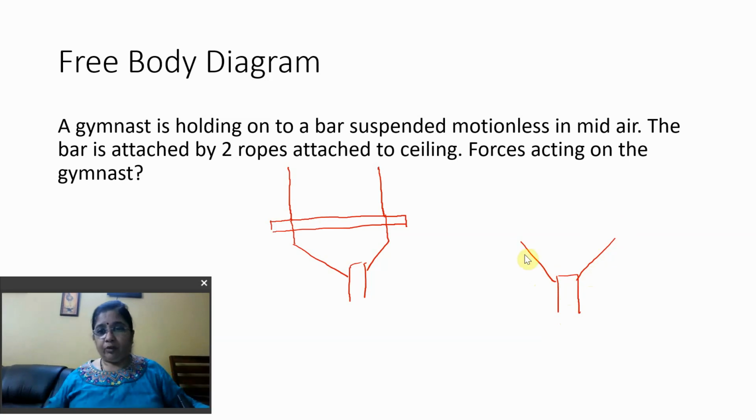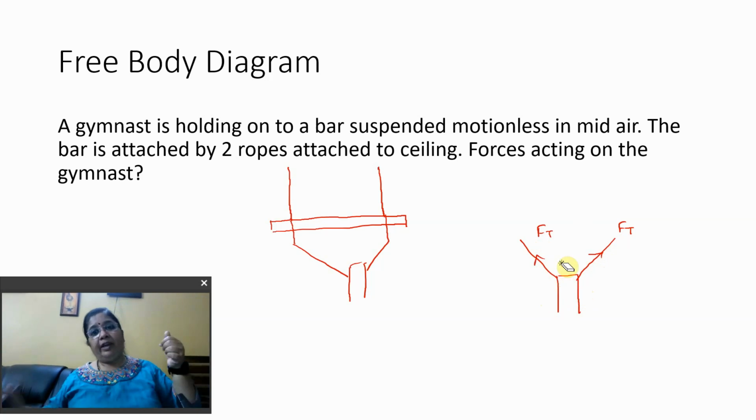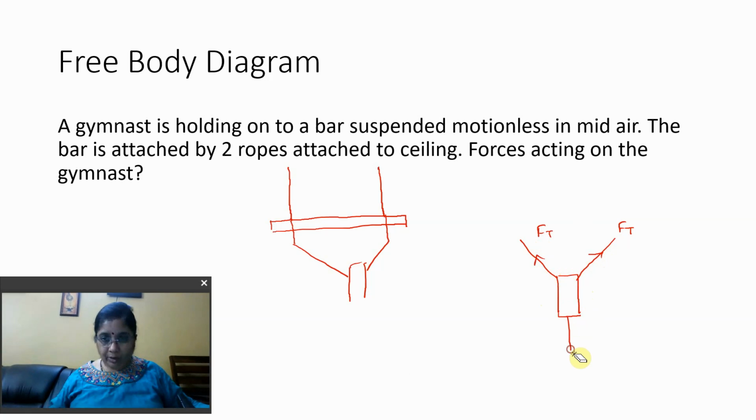So what is this force called? This force is called Ft, or you call it force of tension. Force of tension which is acting upwards. He's pulling it up. But why is he not going up? Of course, you all know the reason. He is not going up because of the acceleration due to gravity.